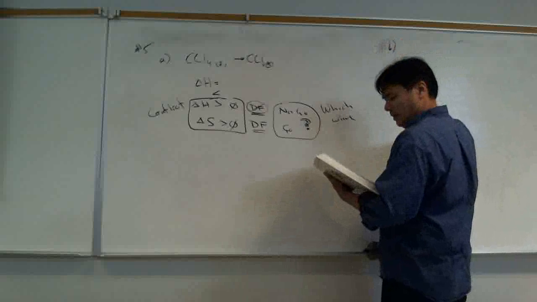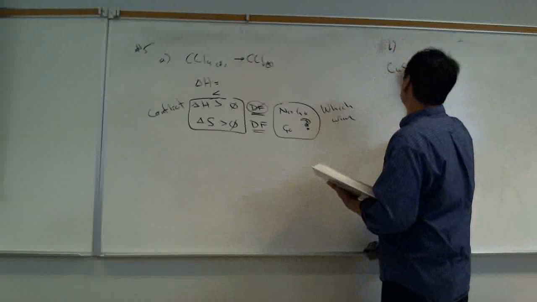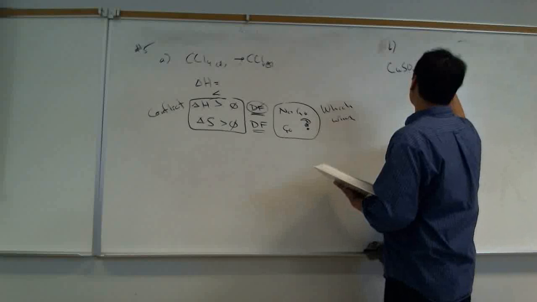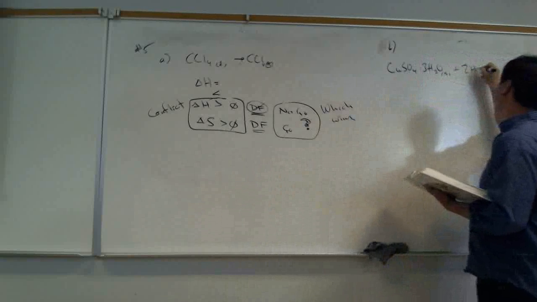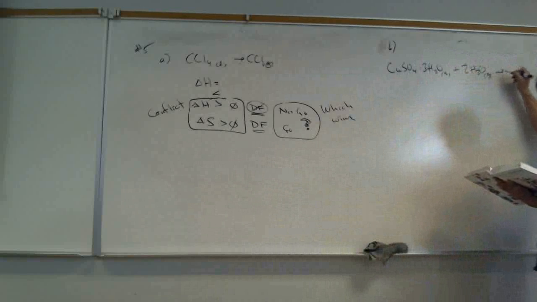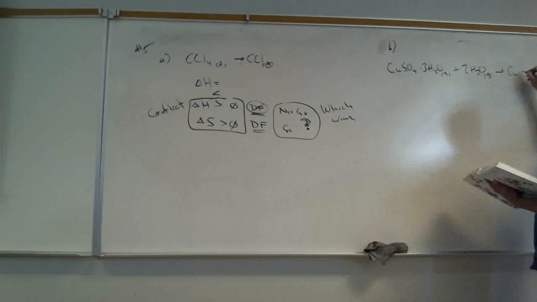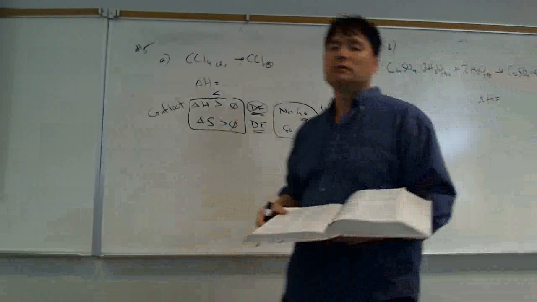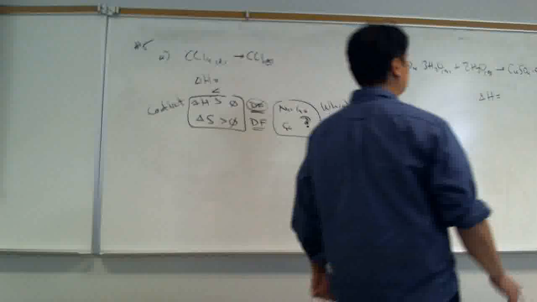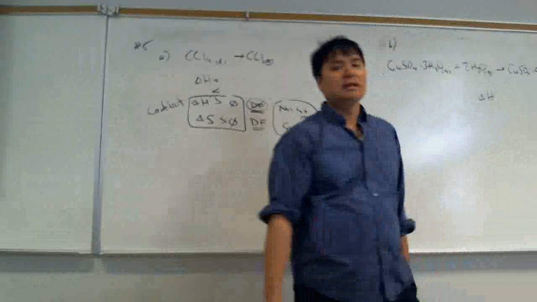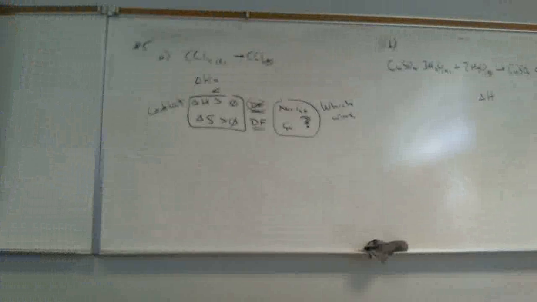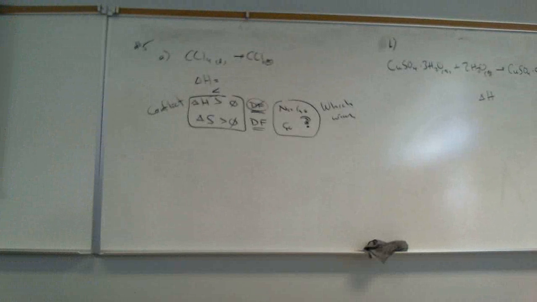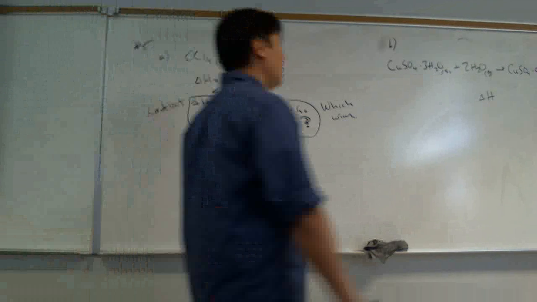B takes copper(II) sulfate trihydrate, solid, plus 2 gaseous waters. This produces copper(II) sulfate pentahydrate, solid. What's delta H equal to? Is it equal to 0, less than 0, or greater than 0? In other words, no change, exo or endo? It's less than 0. It's exothermic? How did you figure that out?